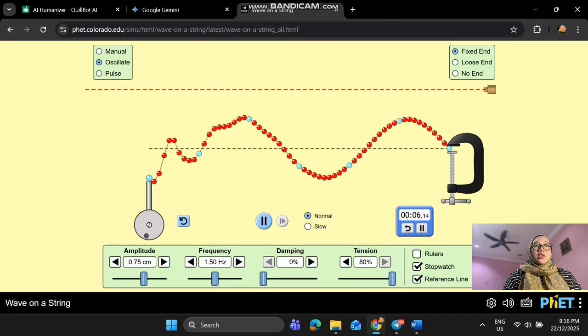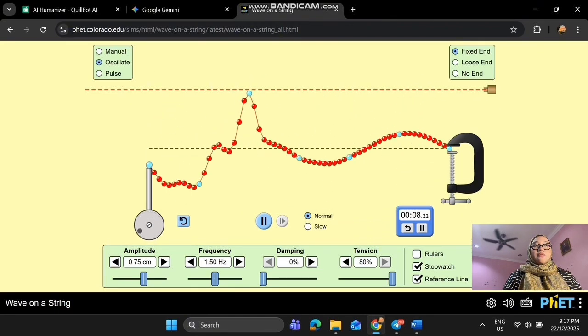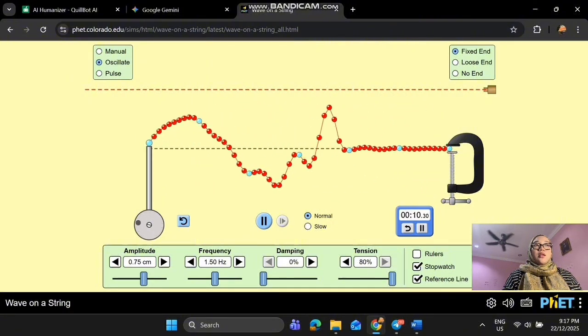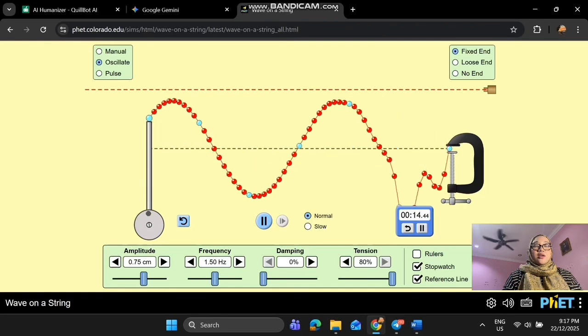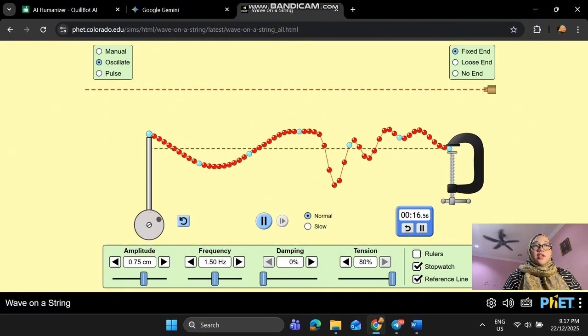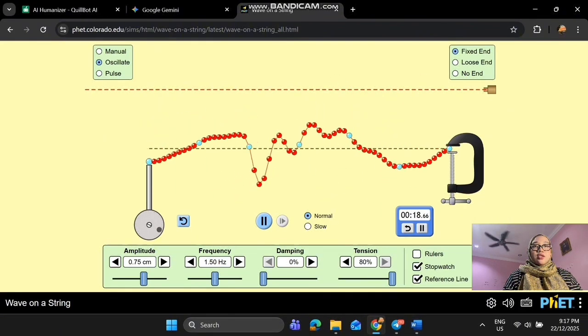And then the tension is 80%. High tension makes the string tighter. This allows the wave to travel faster and look more stretched out. The result is a strong, consistent wave that reaches the clamp with its full energy.